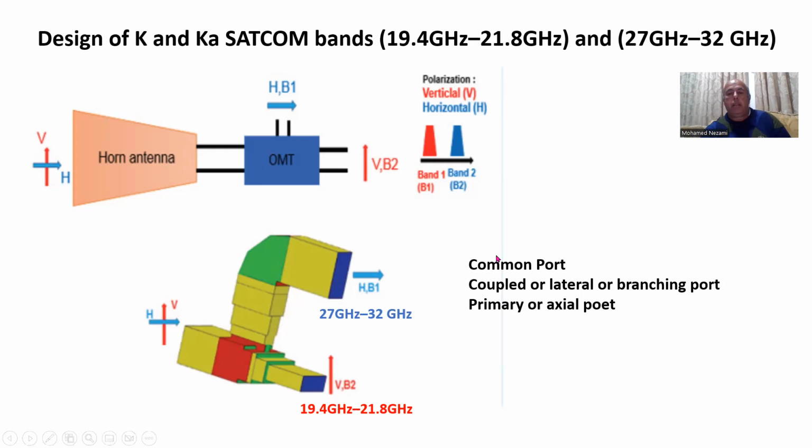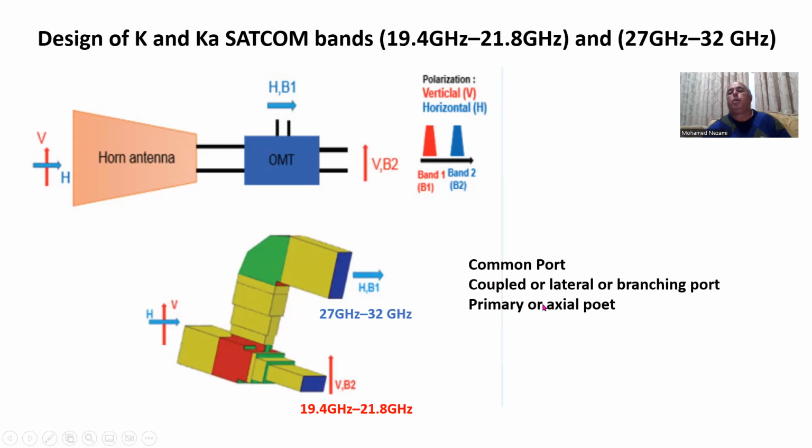So we have the normal names for these ports. Basically, we have a common port, always this one here, which is either circular or square, always. And then we have the coupled or lateral or branching port, which is this port here, okay? And then we have the primary or axial.